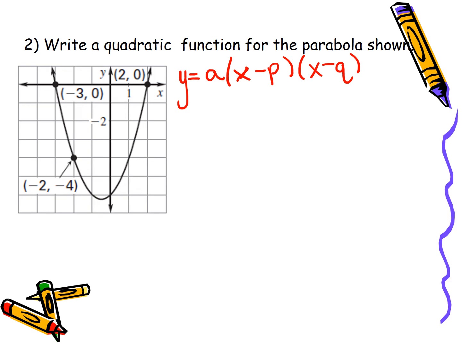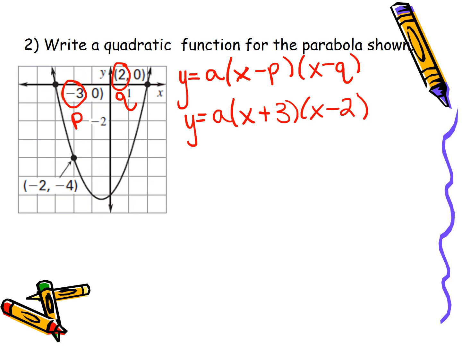Okay, so we know that -3 is an intercept and 2 is an intercept. So it doesn't matter which one's p and which one's q, so I'm going to call -3 p and 2 q. So let's plug those into our function or our equation. So y is equal to a times x minus p, and in this case it's going to be x minus -3, which changes it to a positive, and then x minus q, which is 2.